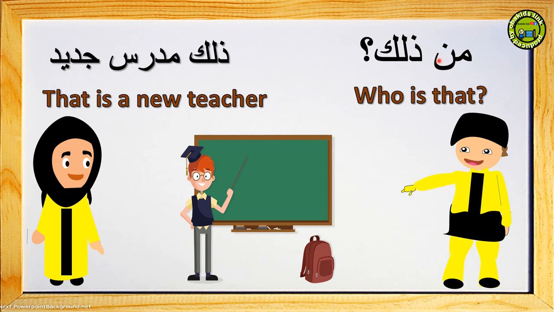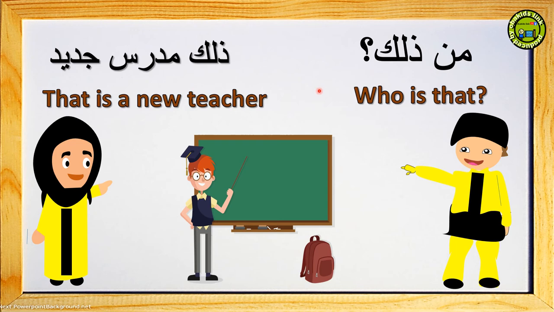Man zalika. Man is an interrogative particle, and zalika is the subject. Man zalika means who is that? As you can see in this example, we are asking who is that. But when we say man zalika, it means the person is far, not close to us. And zalika means that. Man is used to ask about who that person is.